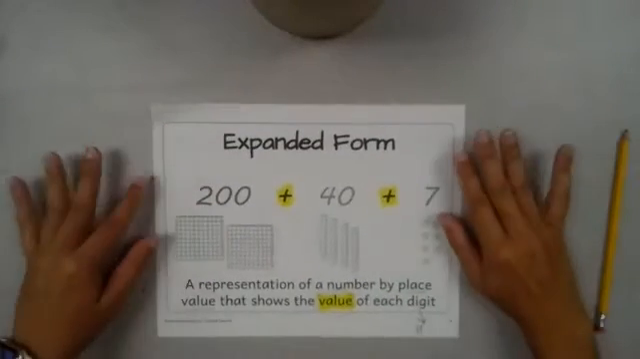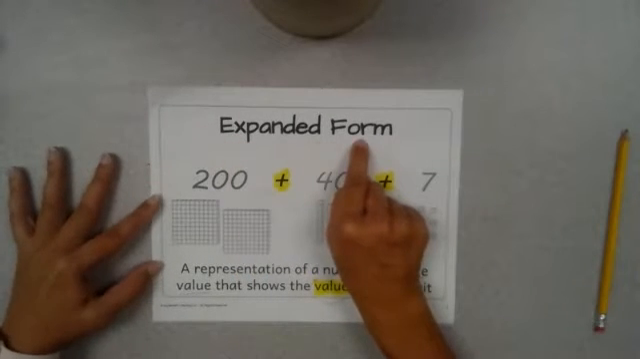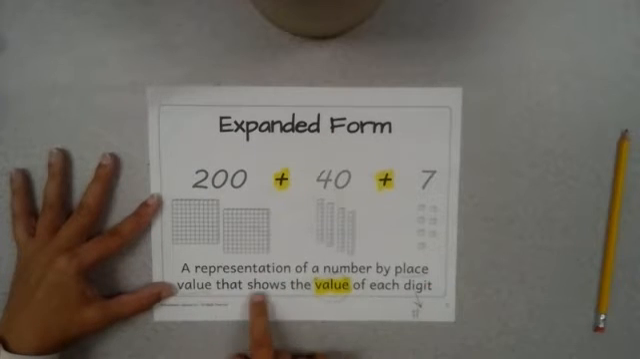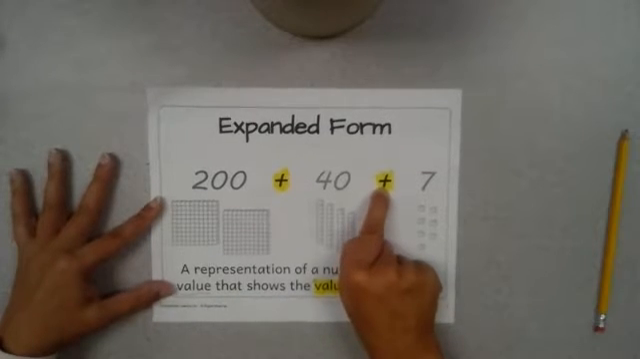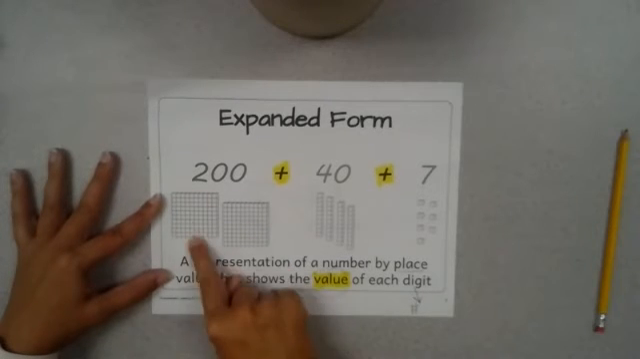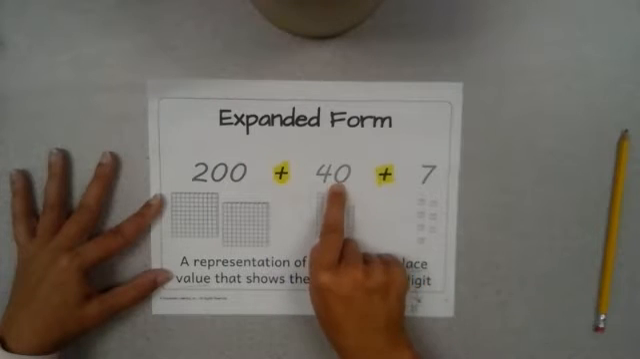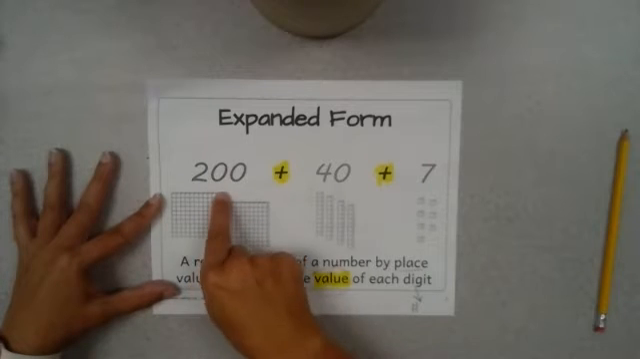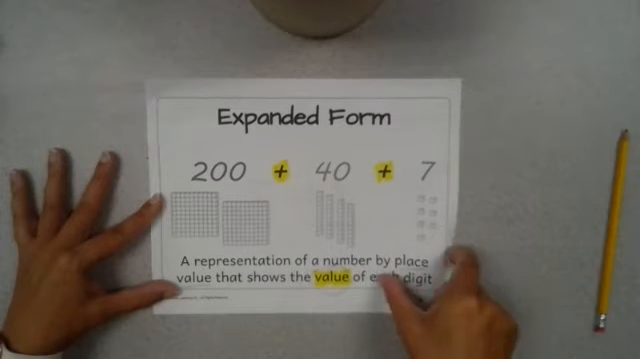The next one, this one's the trickiest one of them all, is expanded form. Expanded form is a representation of a number by their place value that shows the value of each digit. Look, they use addition in them. We're now talking about the value, how much it's worth. So we have 200. We wrote that number. 40, we wrote the value. And then 7. Plus 7. So to show 247, we have 200 plus 40 plus 7. It's the value, how much they're worth.